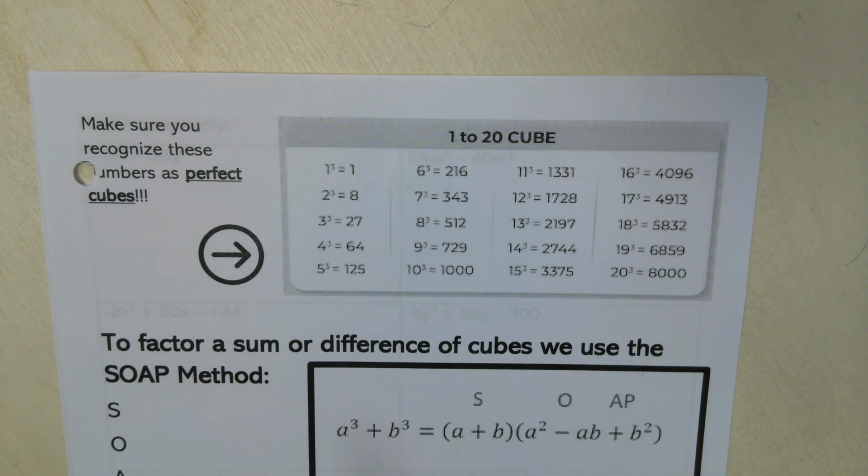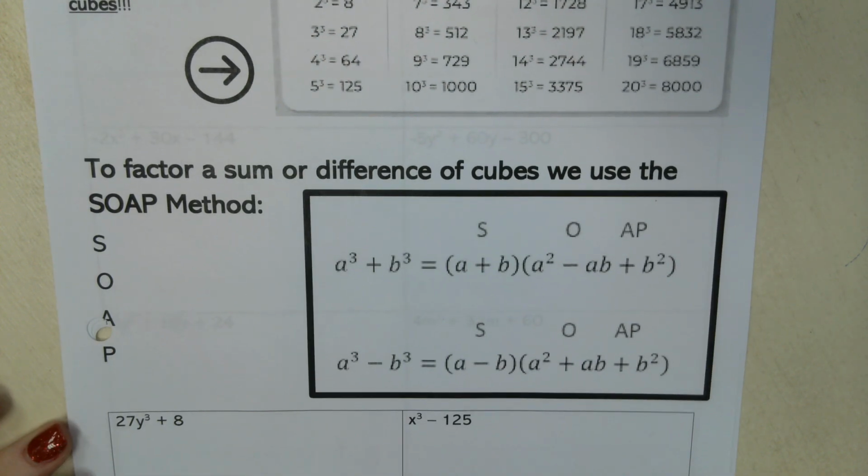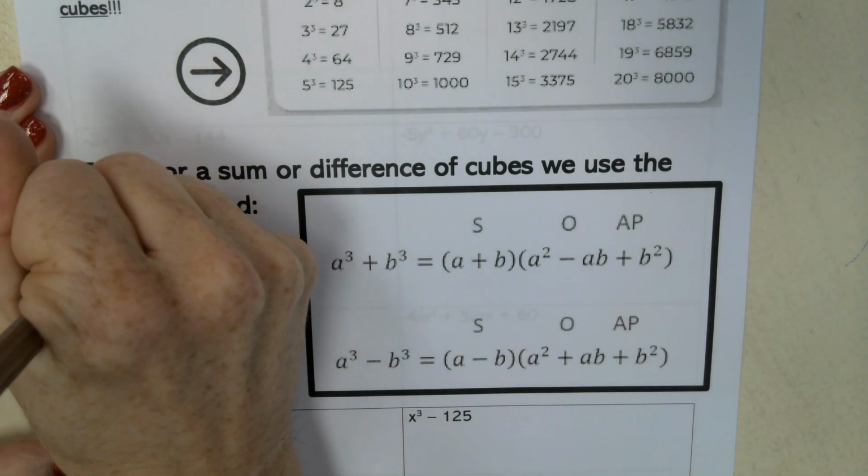Okay, now, those of you who have been with me in pre-calc, you've already done this, so you have a one-up on folks. So make sure that you're using your knowledge to help those around you and not distract. Okay? To factor a sum or difference of cubes, we're going to use what we call the SOAP method. Now here's the SOAP method.